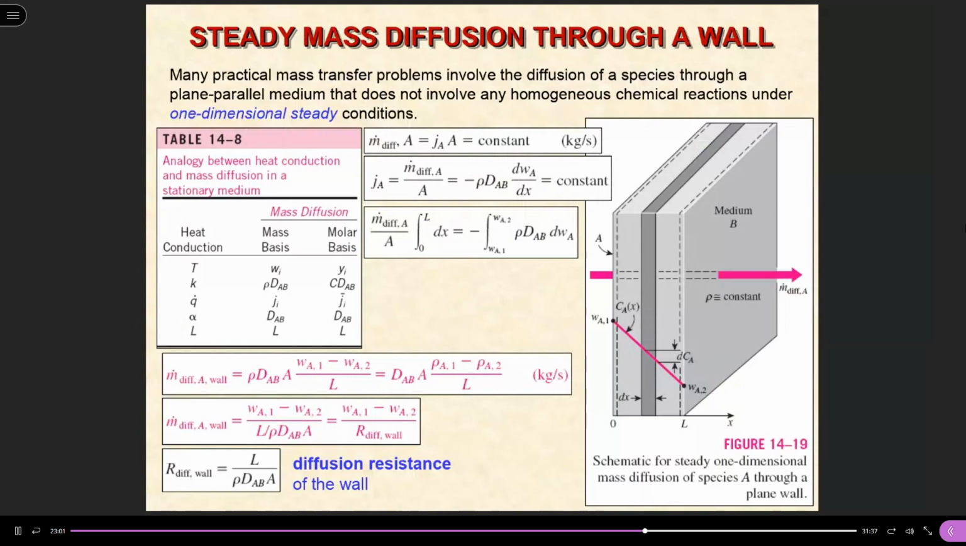Let's look at this 1D diffusion problem. This is very similar to the 1D conduction problem. In principle, this is what you can calculate: the concentration difference at two sides, divided by the thickness of the wall, times the diffusion coefficient. Here you can use the mass concentration, right? This is very similar to the one-dimensional steady-state heat conduction. Nothing different. Basically, this is the diffusion coefficient resistance.